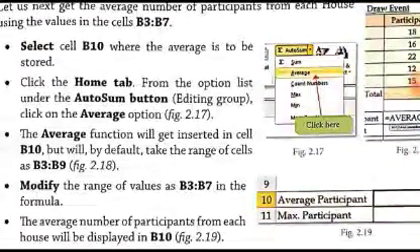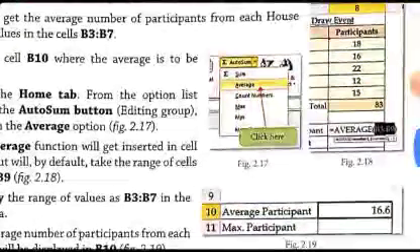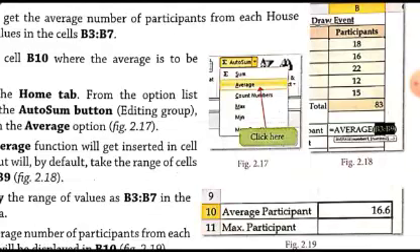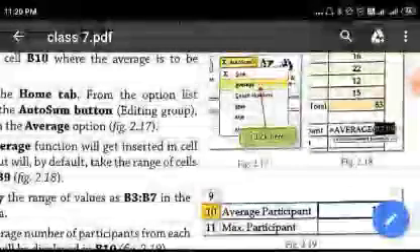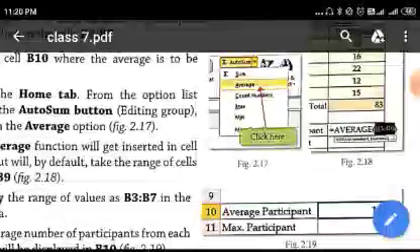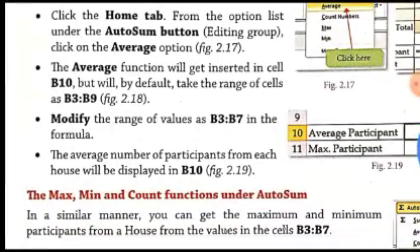But what we have to do is modify the range of values to B3 to B7 in the formula. We can also modify the range of cells in the formula. It is not that it will take only those cells which it takes by default. If you want to modify the cell range, we can do that by changing the cell range in the formula. Just where the formula is entered, there you can change the cells also.